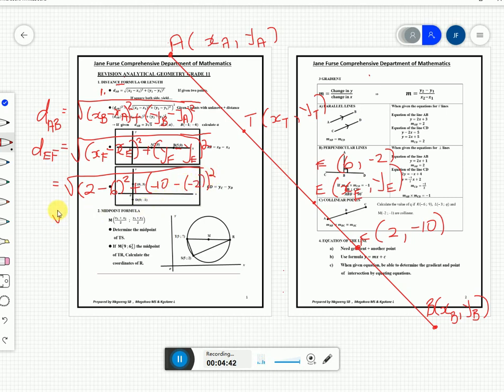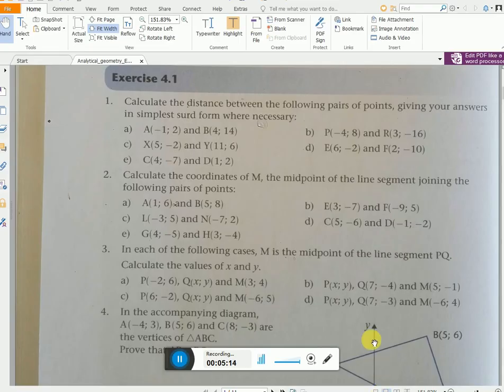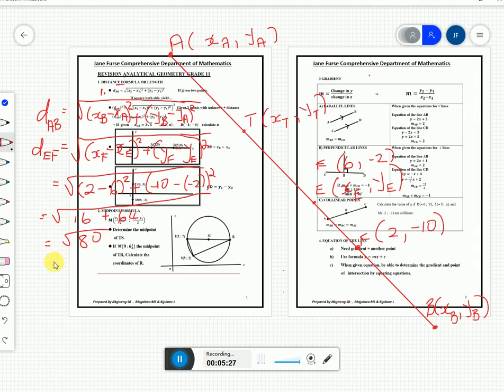When you calculate this, you can even use the calculator. This one here is -4, and -4 squared is 16. Plus, negative multiplied by negative is positive, and -10 plus 2 is -8, and 8 squared is 64. Now this is the square root of 80. Remember, the question said give your answers in the simplest surd form where necessary. Let's check if it is necessary. Yes. This is the same as the square root of 16 multiplied by 5. You remember about the surds. The square root of 16 is 4, so it will be 4 square root of 5.